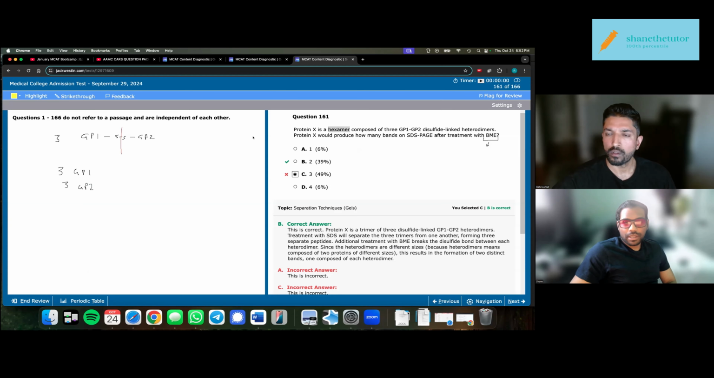What does hexamer mean again? Sorry. So the prefix is like the number. So six. Yep. And the mer is like a monomer, a polymer, right? Like the number something. Yeah. But yeah, now we just have three GP1s and three GP2s, right? And we know that GP1 is not the same as GP2 because they said it's a heterodimer. So we should see then two bands, right?